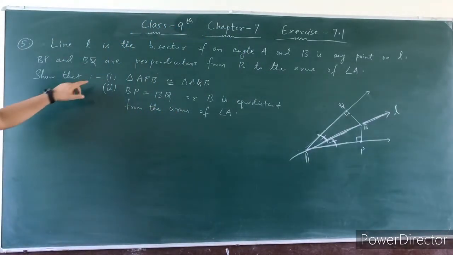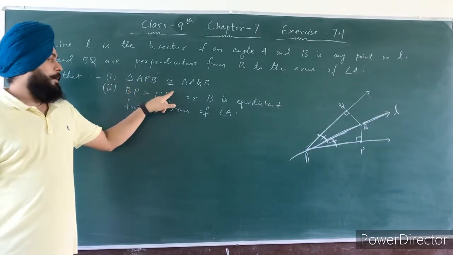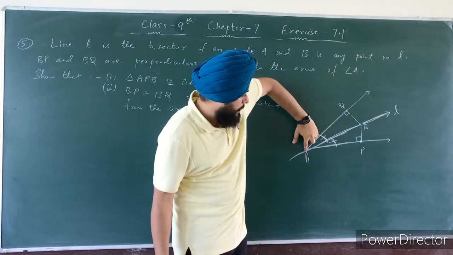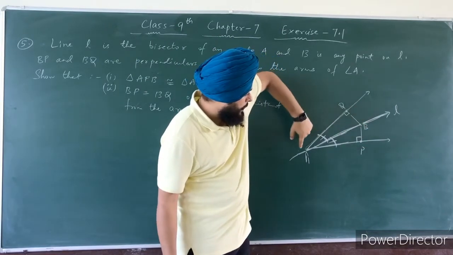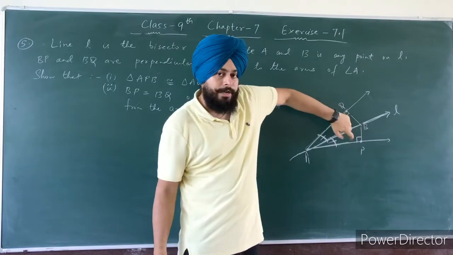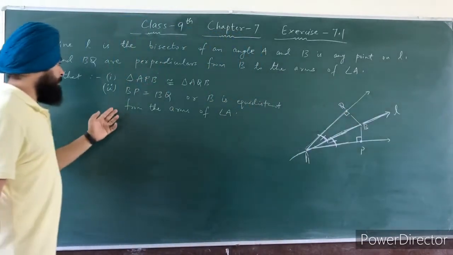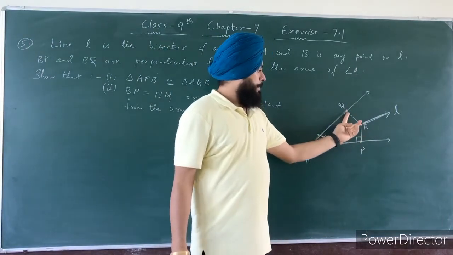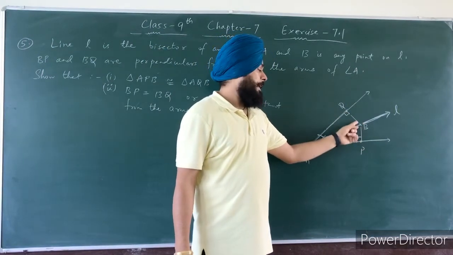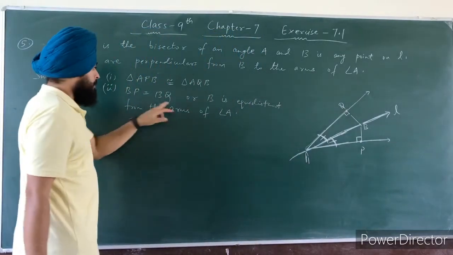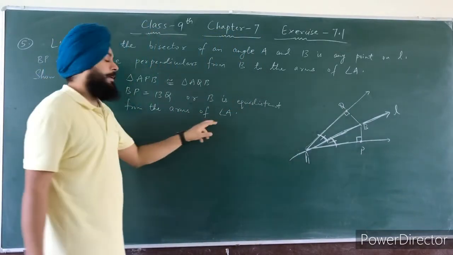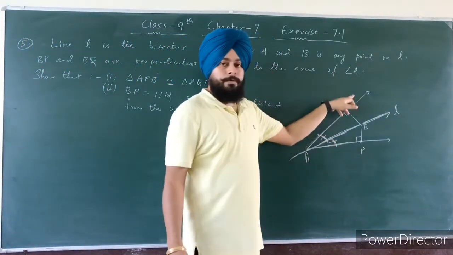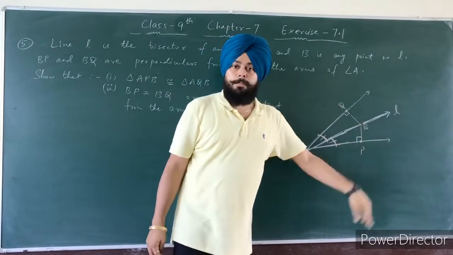We have to show two parts. The first part is to show that triangle APB is congruent to triangle AQB. And the second part is to show BP is equal to BQ. It means B is at equal distance from P and Q, that is, at equal distance from the arms of angle A, AP and AQ.